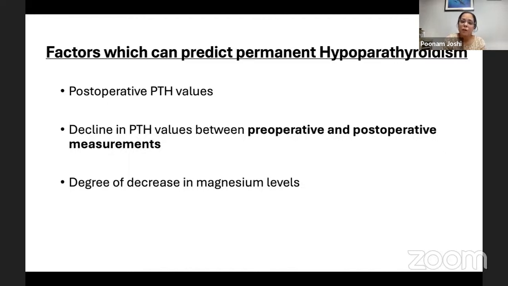So what factors predict permanent hypoparathyroidism? I think we know that it will depend upon the extent of surgery, the involvement, the stage of the tumor. It will involve the extent of the nodal involvement. It will even depend upon the expertise of the surgeon and the number of cases a surgeon does in a year. Then it depends naturally upon the biochemical levels you get in the immediate post-operative period. If PTH level is low, it is obvious that the patient may have high chances of hypoparathyroidism. And naturally, the more the decline, the higher the chances of hypoparathyroidism. Again, if there is much decrease in the magnesium levels.